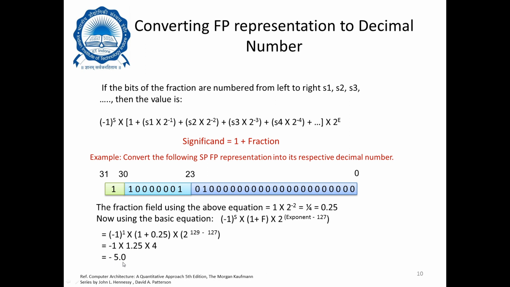So this is the equivalent decimal representation of this IEEE 754 floating point representation. Right, so you understand, right? What we are doing is just converting from floating point to decimal instead of converting from decimal to floating point. We are doing the reverse process here.